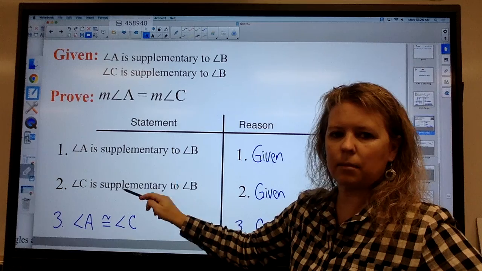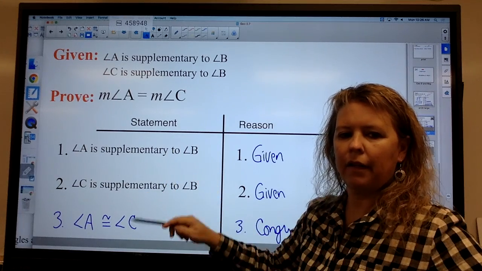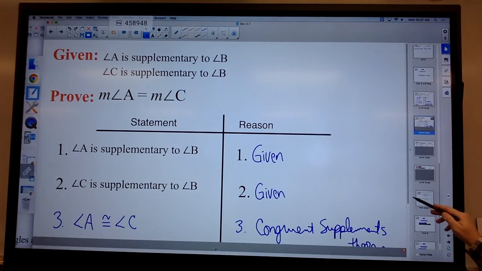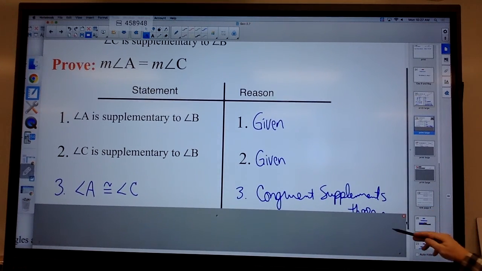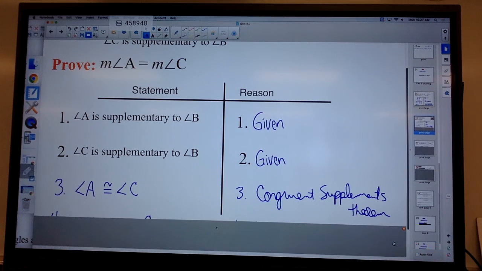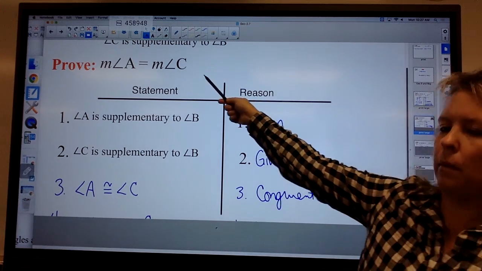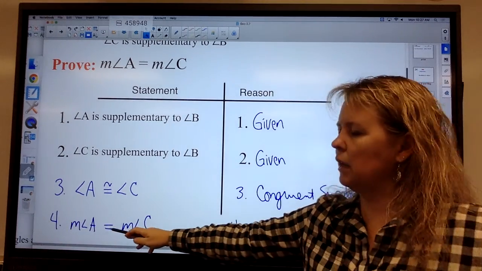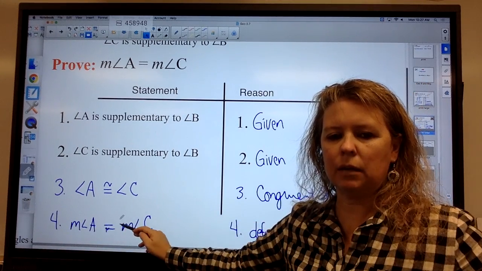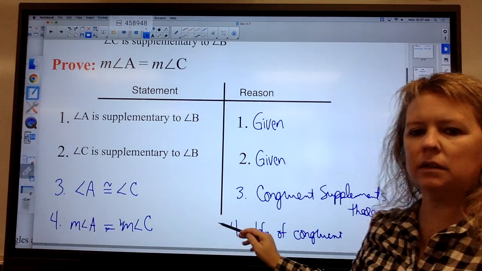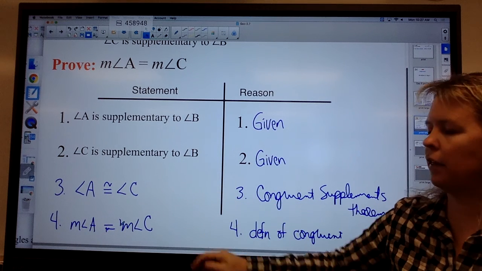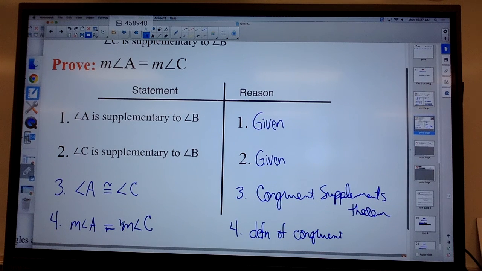If two angles are supplementary to the same angle, then they, being the two angles, are congruent by the congruent supplements theorem. But if you go up and look at our proof, they didn't want congruent angles. They wanted equal measures. We can take those same congruent angles and turn them into equal measures. The measure of angle A equals the measure of angle C because of the definition of congruent. If two angles are congruent, then they have the same measure. All right, take your time, write that down.